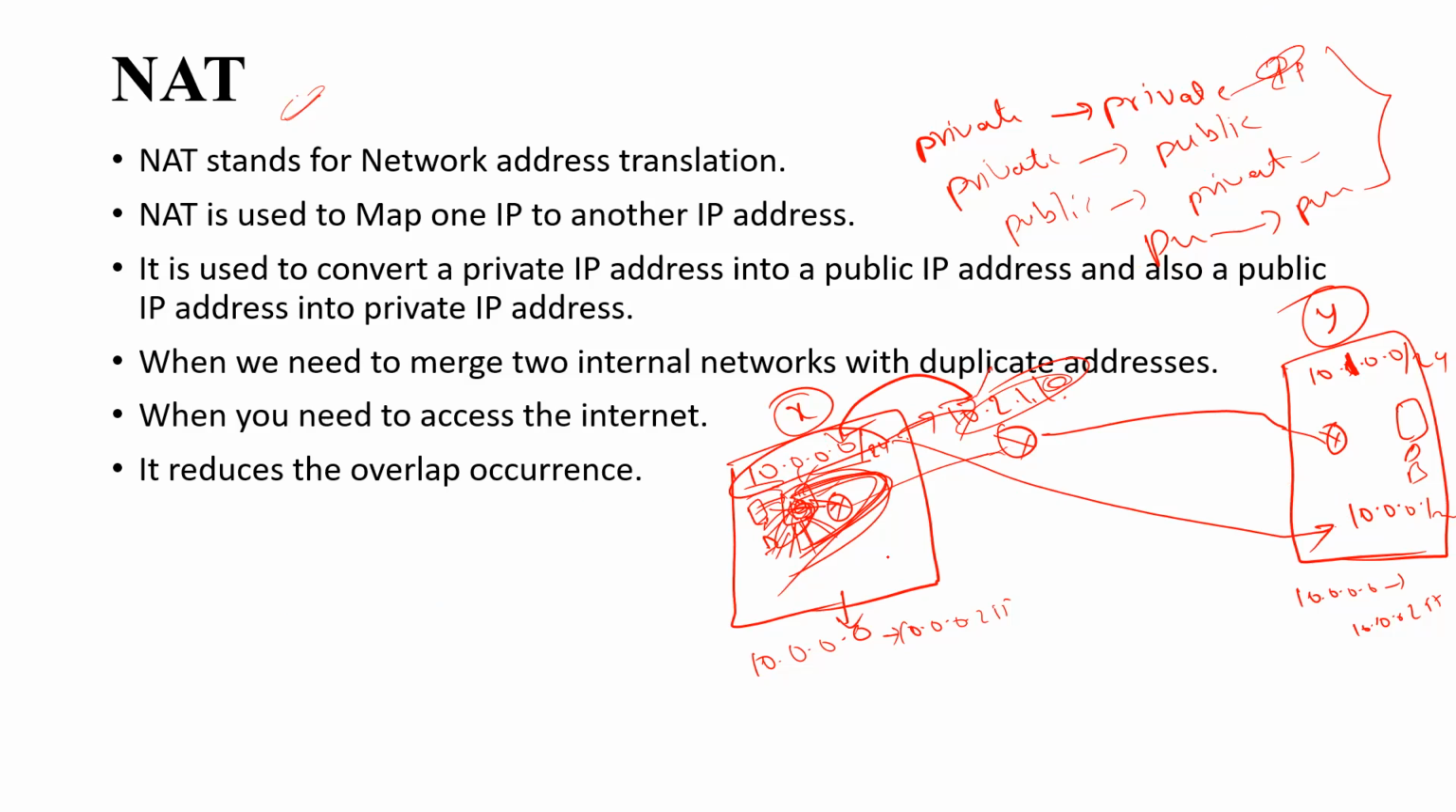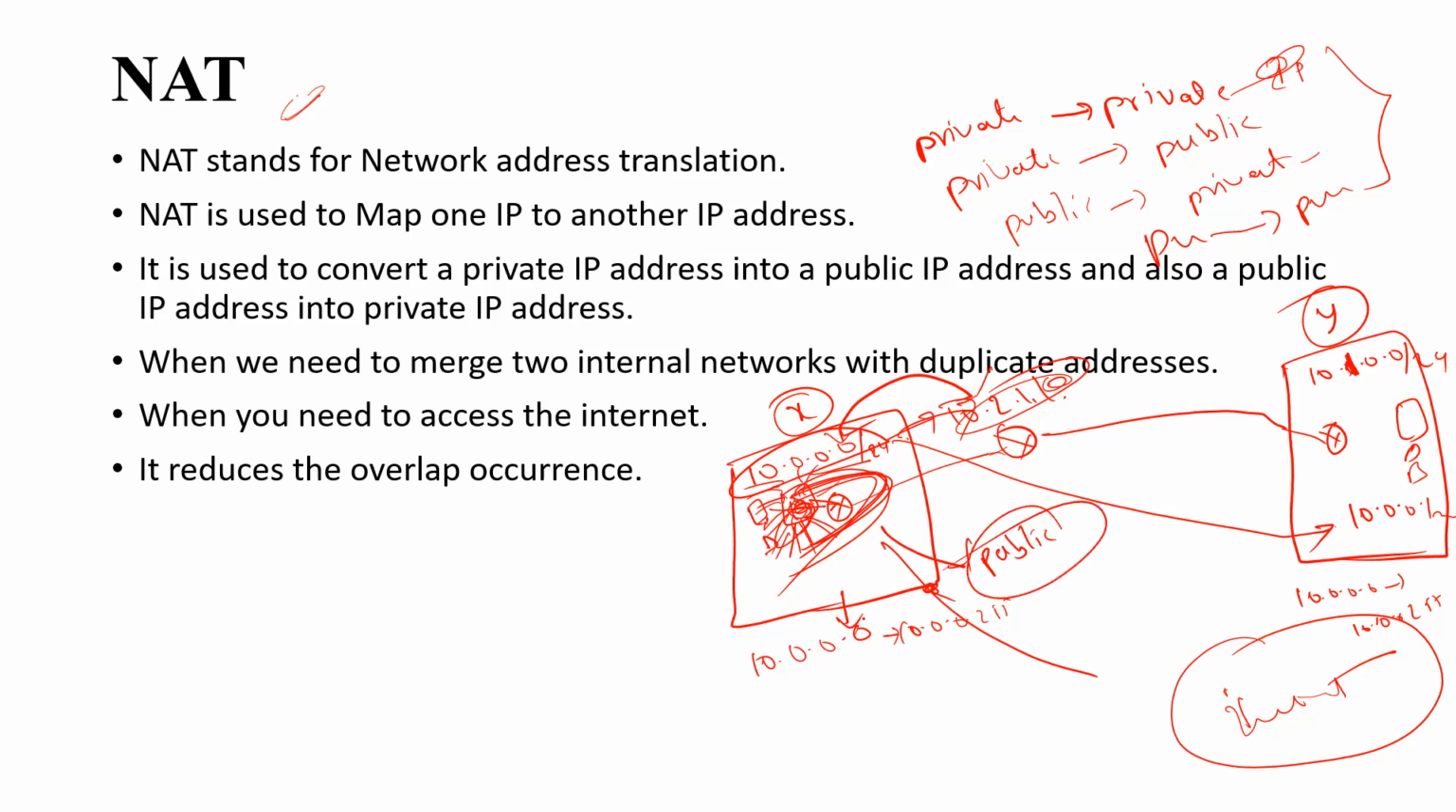So when you are trying to access the internet, your private IP address can't be routable over the internet. So that's why you're mapping this private IP with a public IP, right? So this is the private to public scenario. Next, public to private.